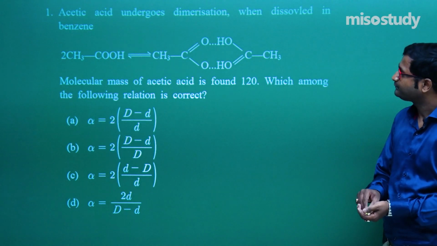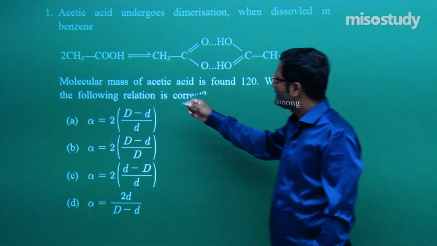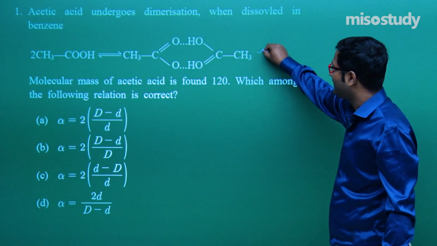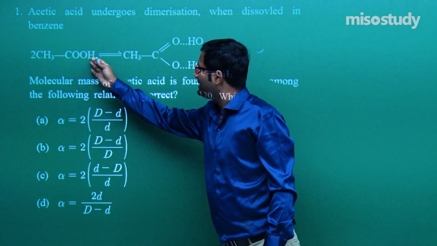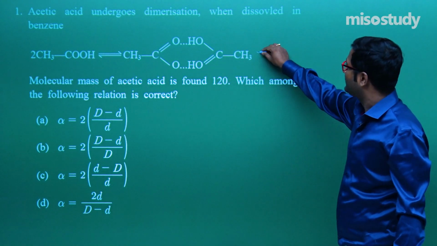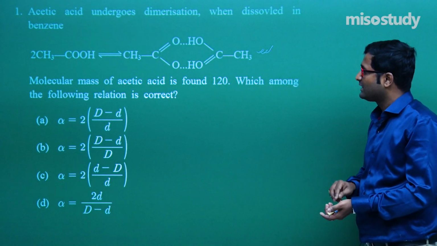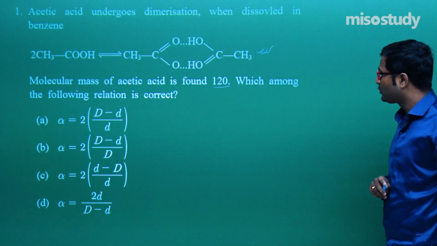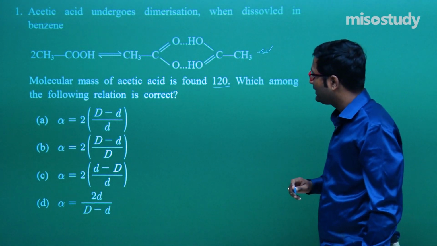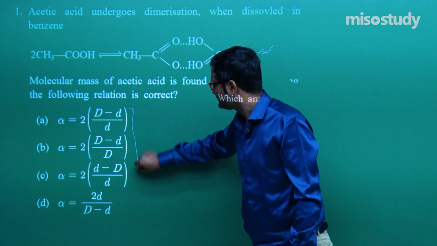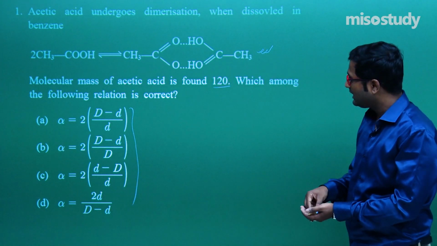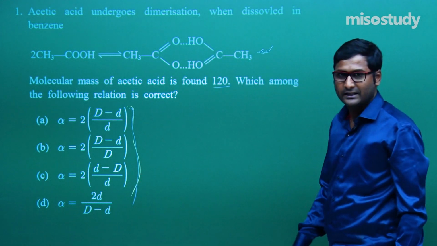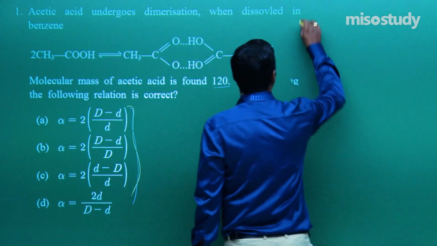Look at the question. This is a process of association, that is, acetic acid undergoes dimerization, and the dimer forms. The molecular mass of acetic acid is found to be 120. Which among the following relations is correct, in terms of the initial density and the observed density? Clear to you? Now moving here, look at what I am telling.